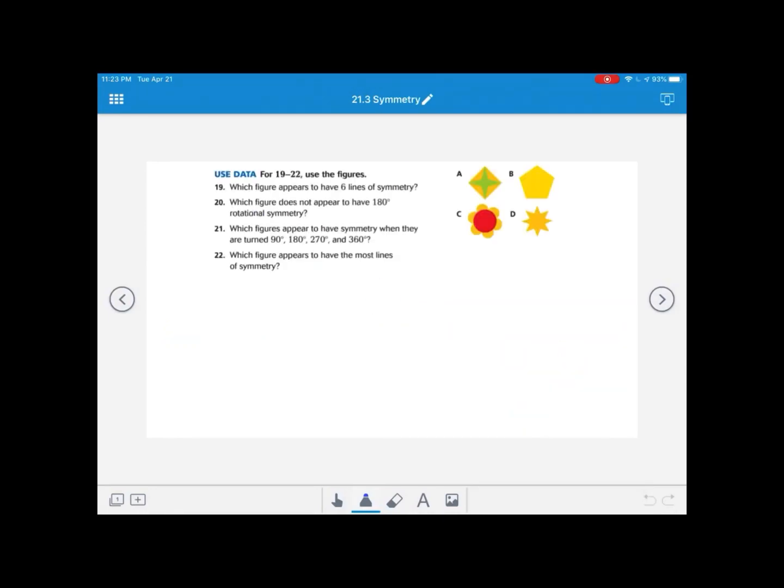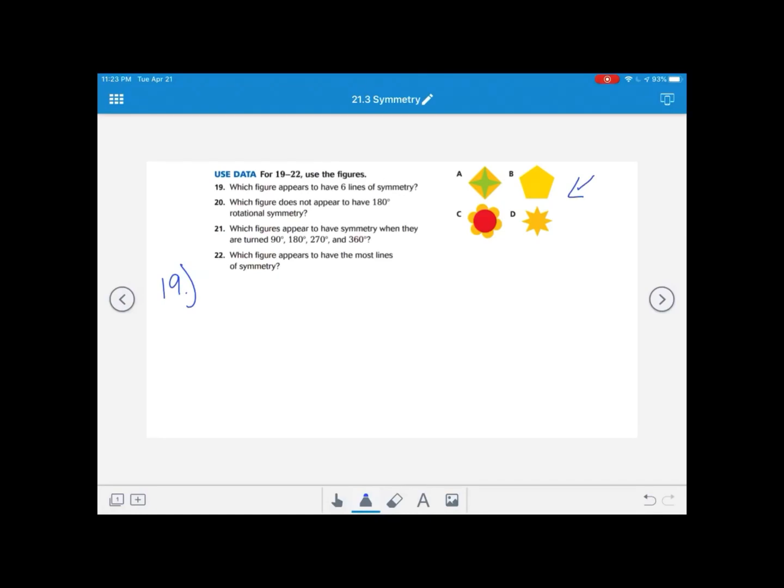All right. For numbers 19 through 22, we're going to use these figures over here to answer the question. Number 19 asks, which figure appears to have 6 lines of symmetry? So before we get in there, let's take a look and see. So first, I see kind of a square shape. I know that is not going to have 6 lines of symmetry.